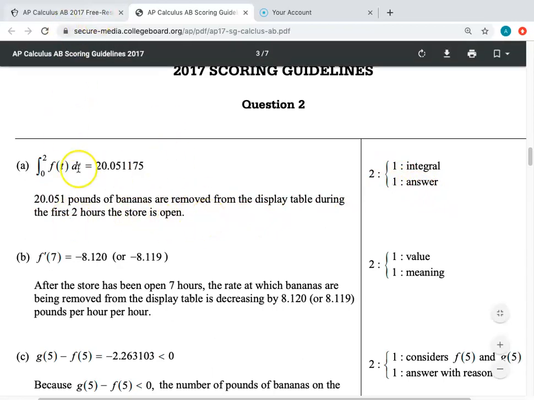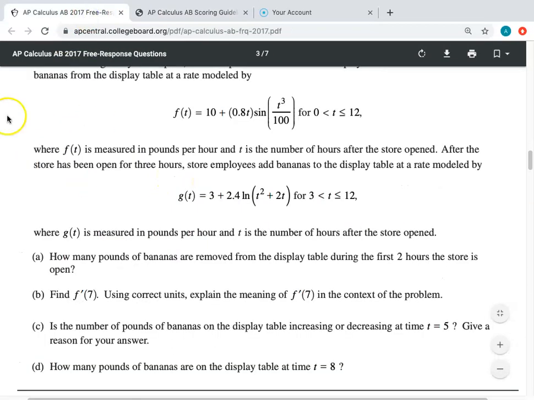All right. Are there any questions? Did everyone get that? Yes? Good. All right. See, part A, done. 2 points out of 9. Part B, find f prime of 7. Again, you should all be able to do this pretty easily. Using correct units, explain the meaning of f prime of 7 in the context of the problem. This is where they said the vast majority of students lost a point.